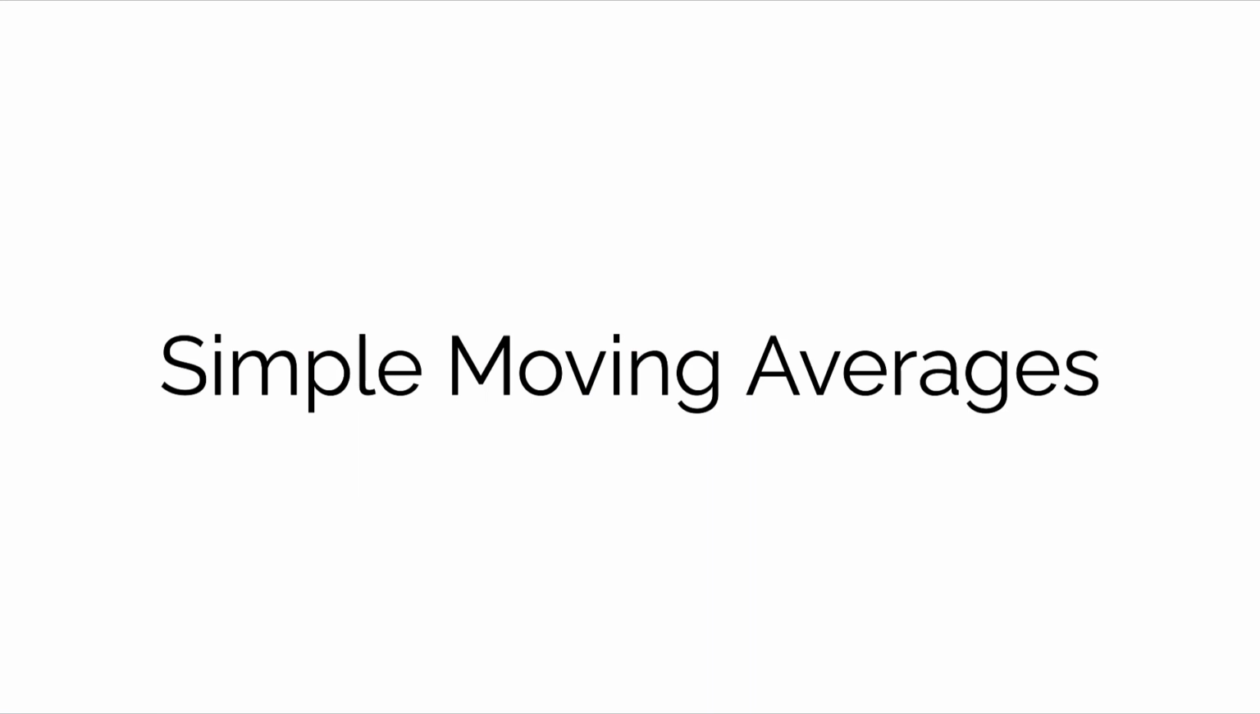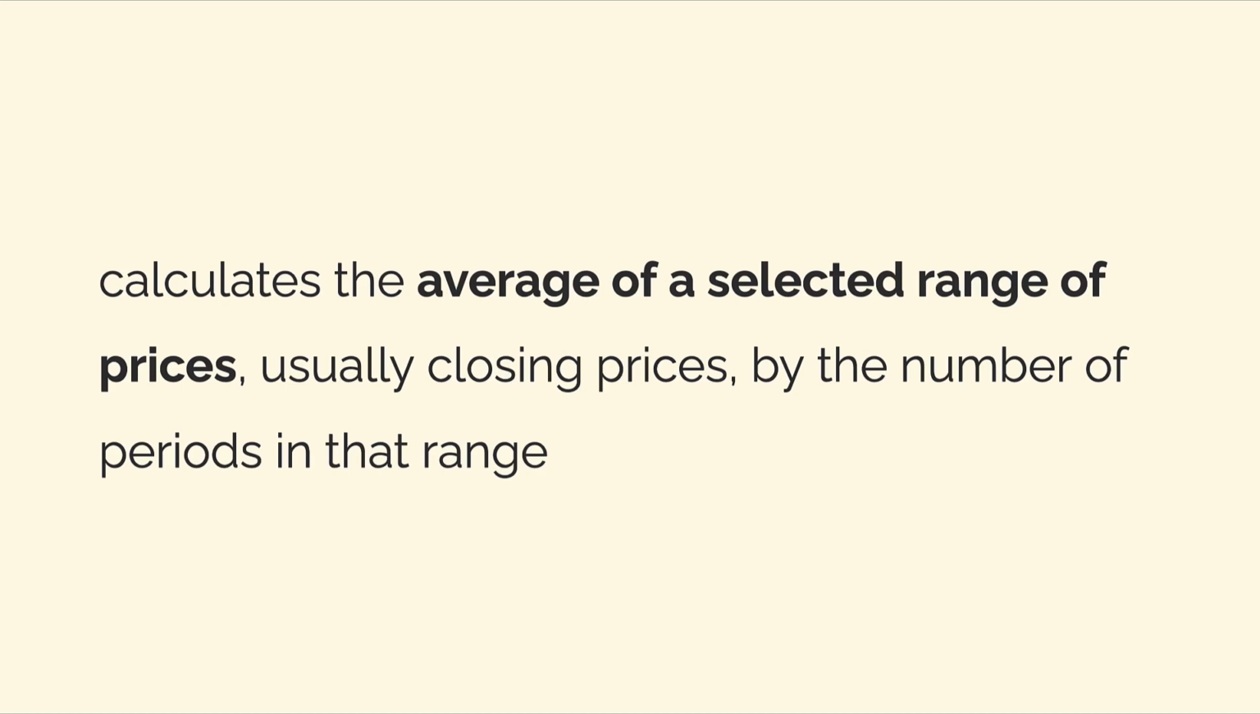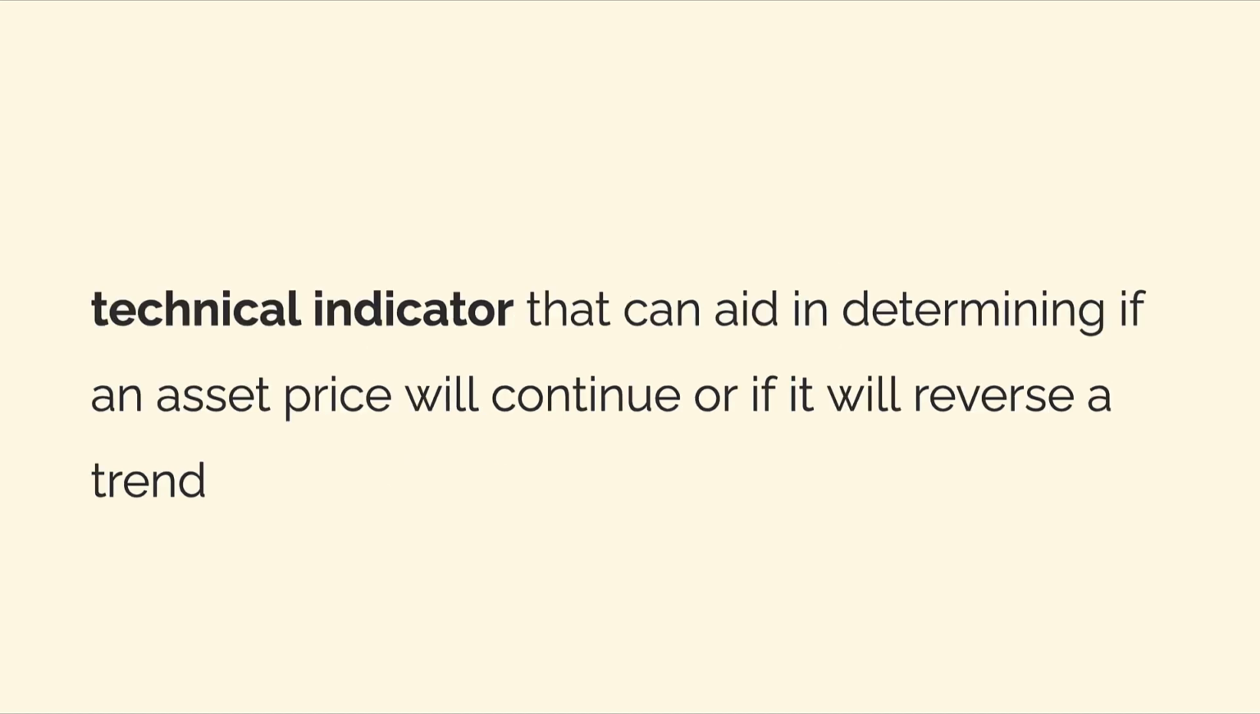Simple moving averages is a trading strategy that we'll implement in this project. SMA calculates the average of a selected range of prices, usually the closing price of a stock, by the number of periods in that range. For example, if you have a window of 5 days, you can use the previous 5 days for the simple moving average to predict the price today. The simple moving average is a technical indicator that can help you determine if an asset price will continue or if it will reverse a trend.